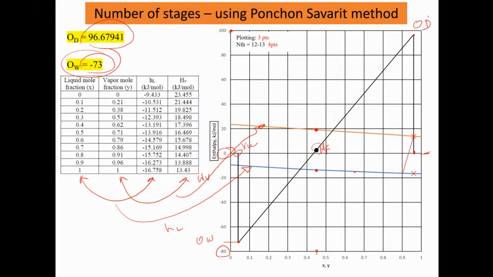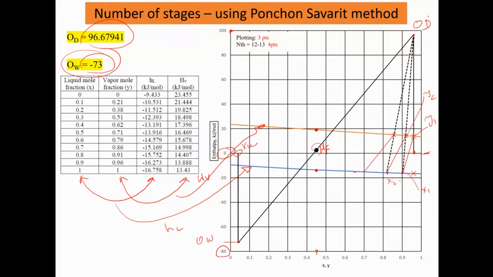Now you start from here to draw the first tie line. The first tie line will represent the first stage and so on. So you connect it with this one. That will represent Y1 and this will be X1. You connect X1 with OD, you can get Y2. Y2 can be used with the equilibrium line to get X2 and so on.